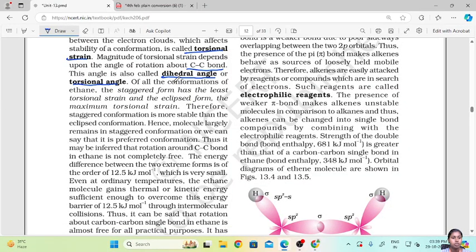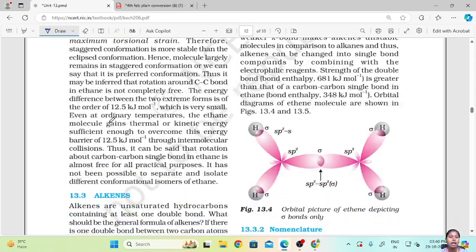Of all the conformations of ethane, the staggered form has the least torsional strain and the eclipsed form has the maximum torsional strain. Therefore, the staggered conformation is more stable than the eclipsed conformation. Hence, the molecule largely remains in the staggered conformation, which is the preferred conformation. Thus, it may be inferred that rotation around the carbon-carbon bond in ethane is not completely free.